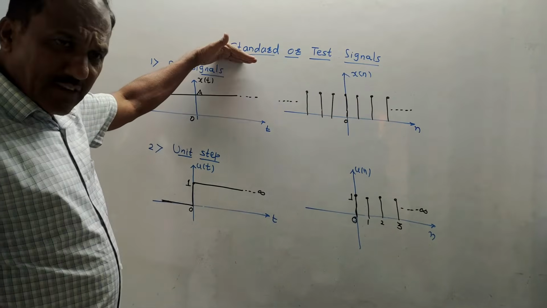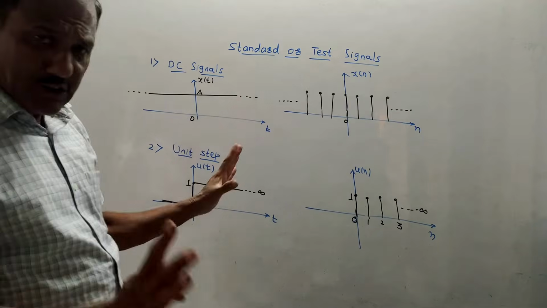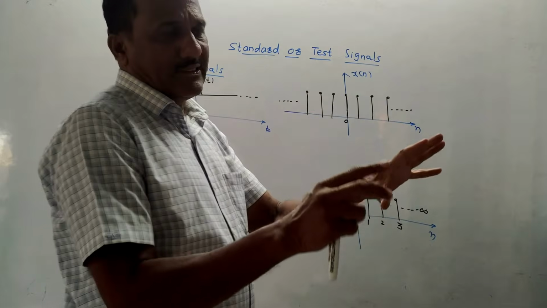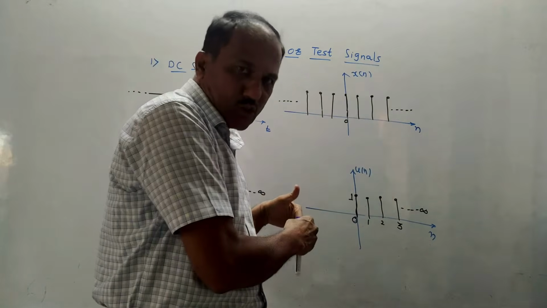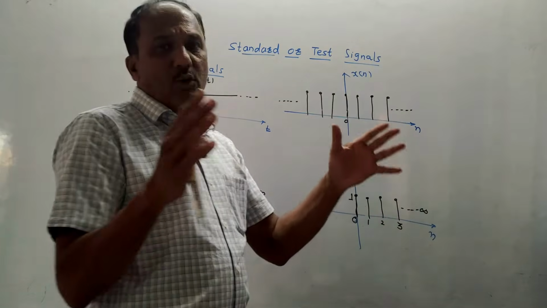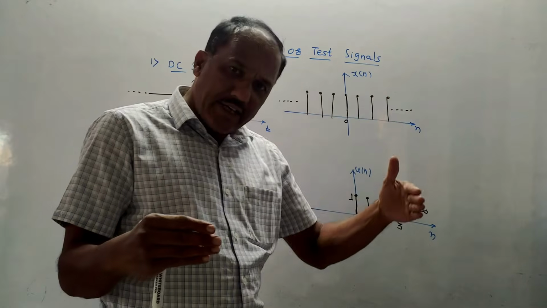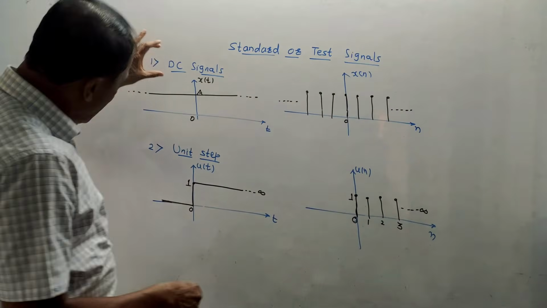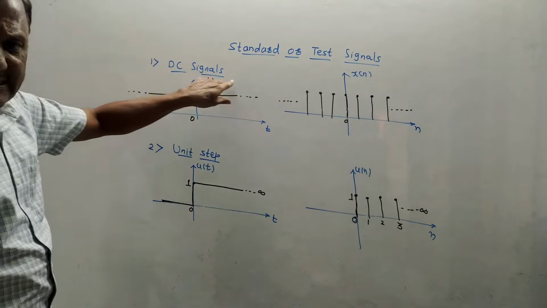We will be discussing different standard or test signals. First of all, why are such signals called test signals? Because these signals, whatever we are going to study, are used for testing purposes. For example, in case of control systems, to generate certain actions, these types of signals are used. So the first standard signal is a DC signal.